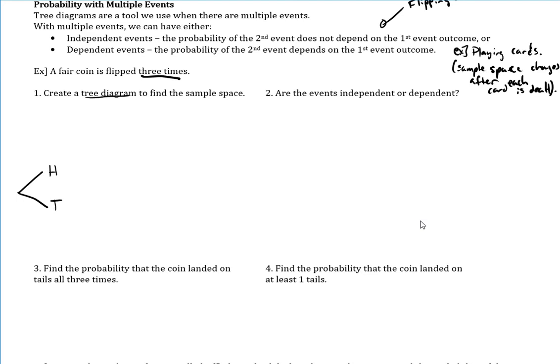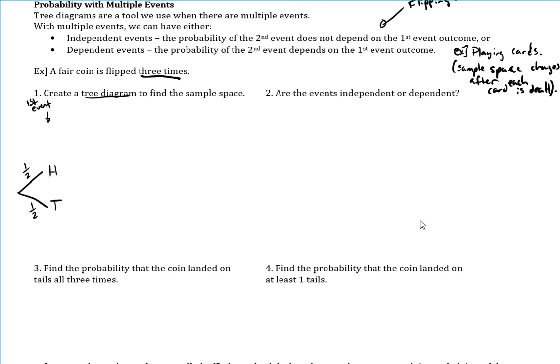And then on the branches of the tree diagram, we put the probability of these happening. The probability that it lands on heads would be 1 over 2. The probability that it lands on tails is 1 over 2. So this is the first event and its outcomes.